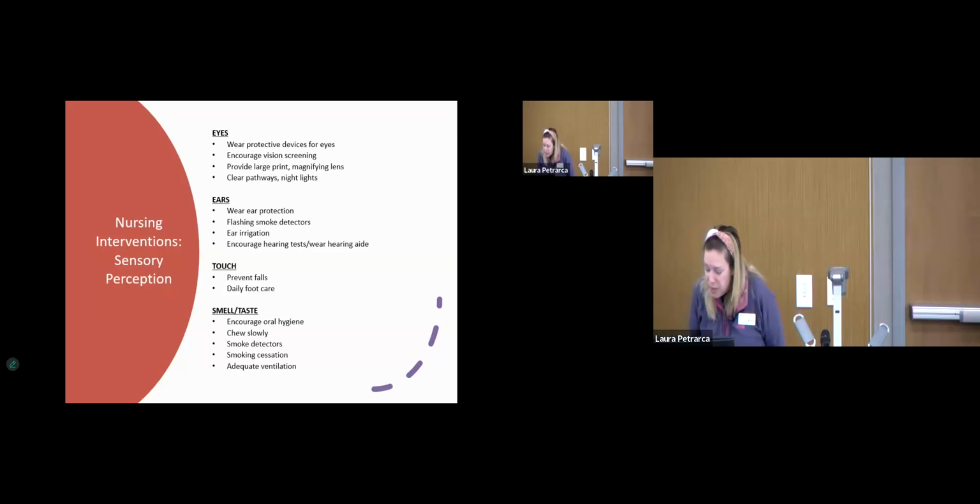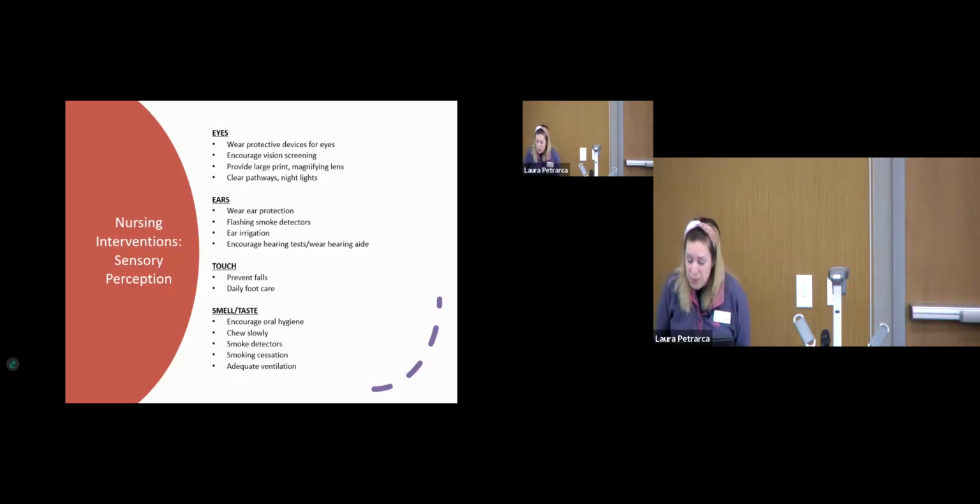All right. And clear pathways, have night lights so they can see. One thing I see a lot, and I'm going to talk about this in a minute, is we do not teach families to get rid of throw rugs in the home. Throw rugs will cause falls. And so that is a big thing with people who can't see and who have issues with balance and coordination. Get rid of the throw rugs.